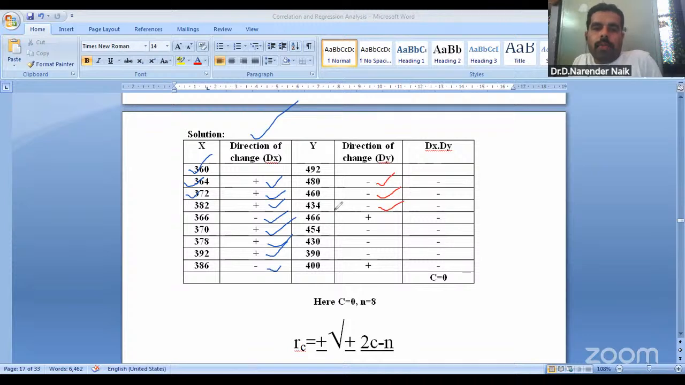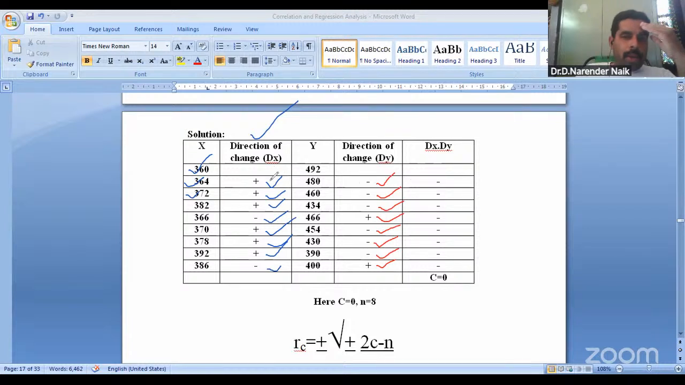434, 466: value increased, plus sign. 466, 454: value decreased, minus sign. 454, 430: value decreased, minus sign. 430, 390: value decreased, minus sign. 390, 400: value increase or decrease? Increased, plus sign. So after getting all these signs, then go for dx into dy.